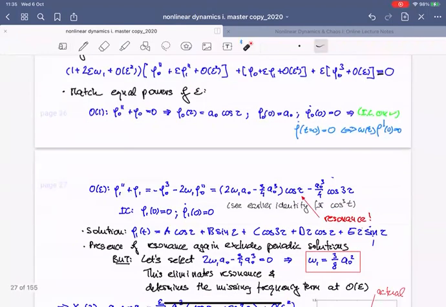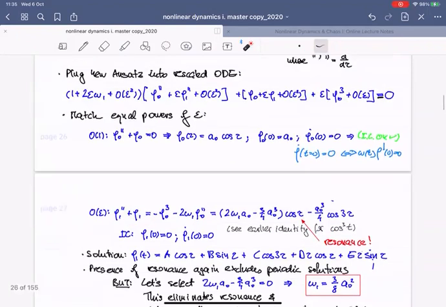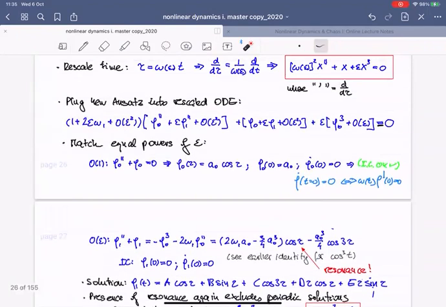However, does it help us? I go to the second order, and I need to collect terms of order epsilon. There will be this one multiplying phi naught double prime.